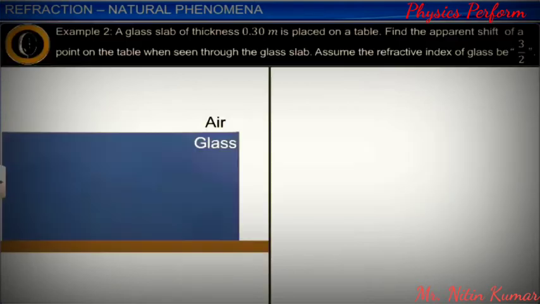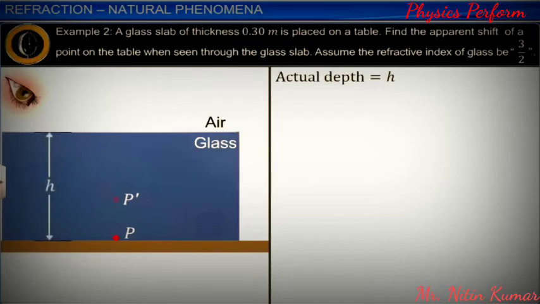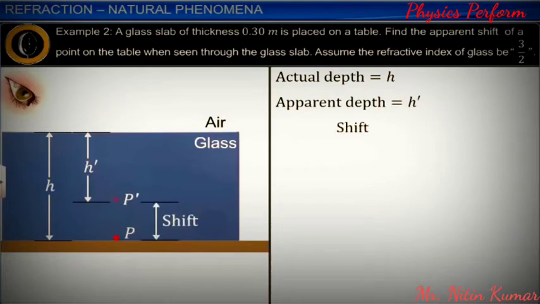Let P be a point on top of the table and P' be its image when seen through the glass slab. Let the actual depth of point P be h and its apparent depth be h'. Then the shift in the position of P is h minus h'. We know that the refractive index n of the glass is equal to h by h'. This can also be written as 1 by n is equal to h' by h.